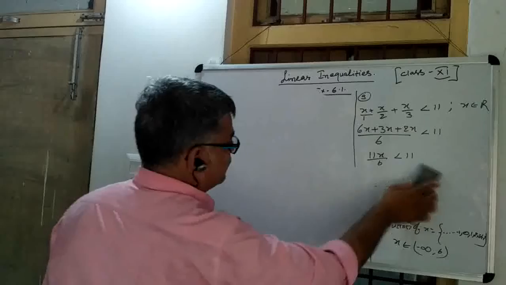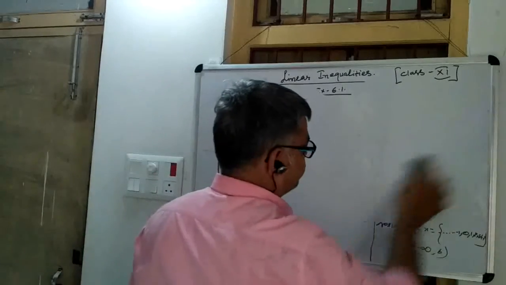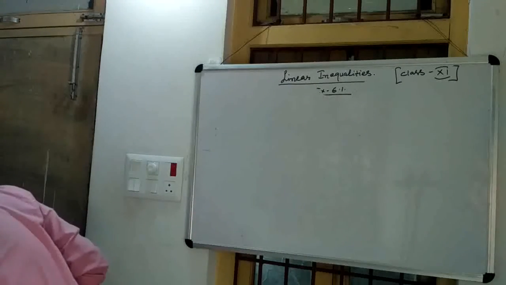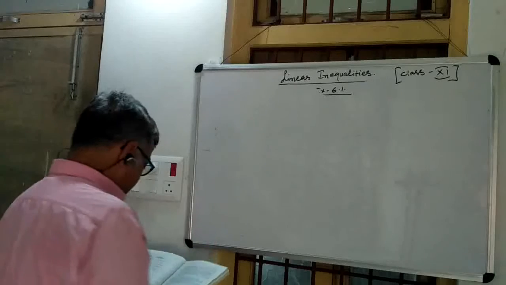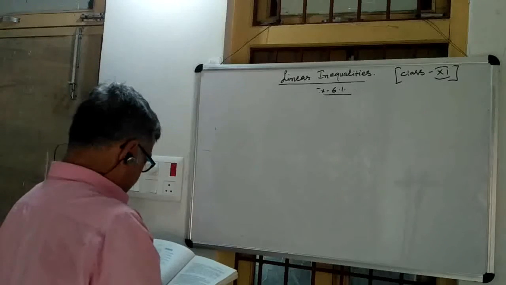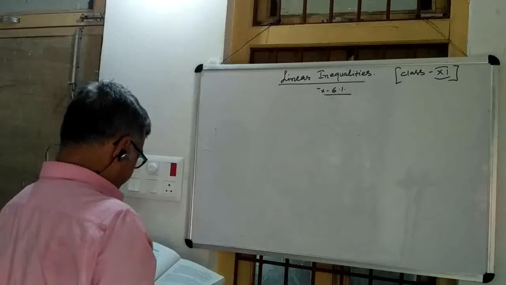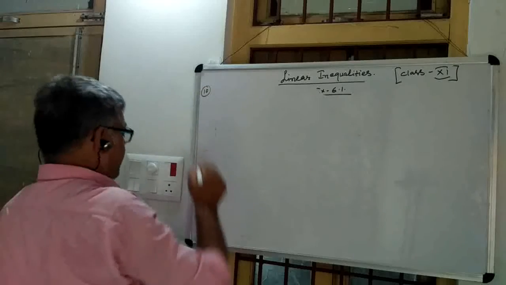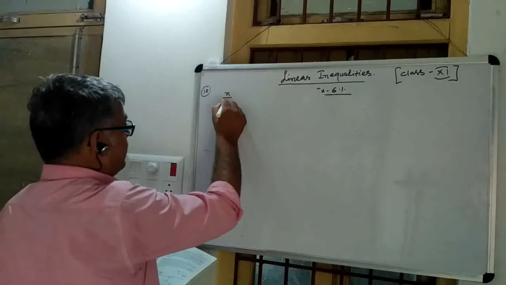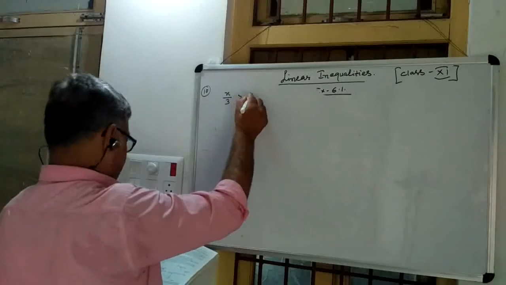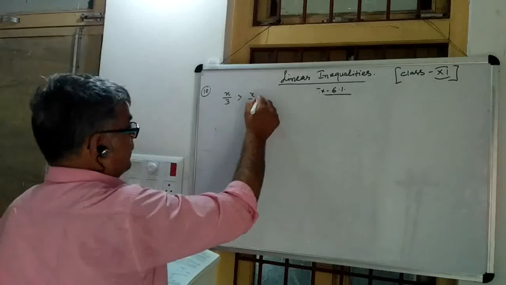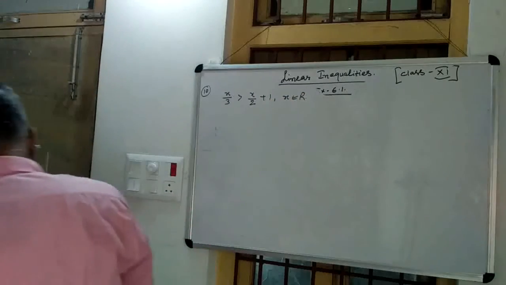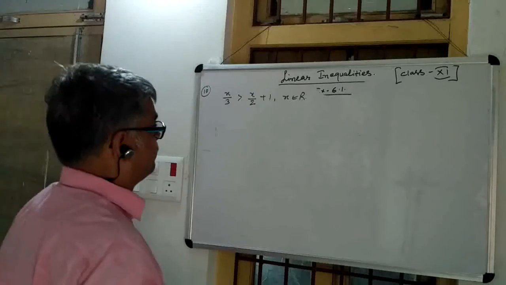Now let's see few more questions of this type. See question number 10 also. Question number 10. The question is x by 3 is greater than x by 2 plus 1, where x is real. In all these questions, x is a set of real numbers.